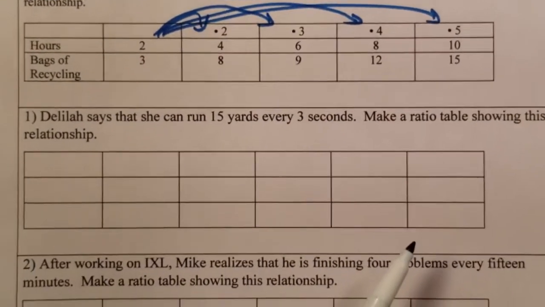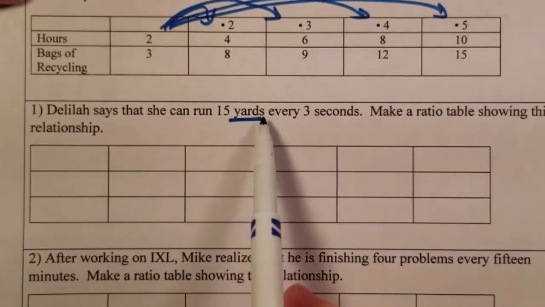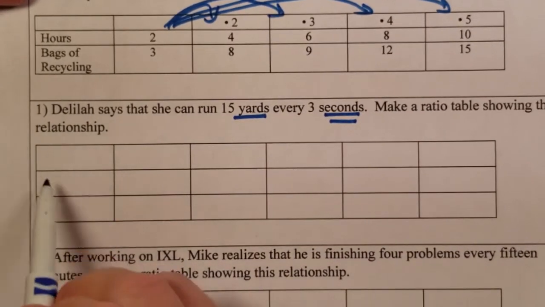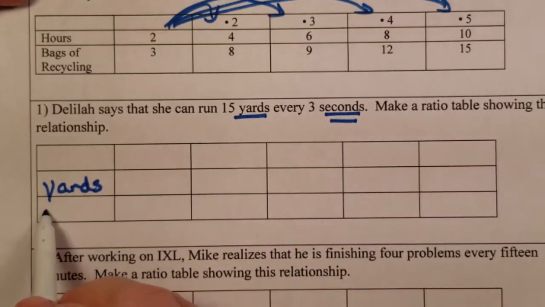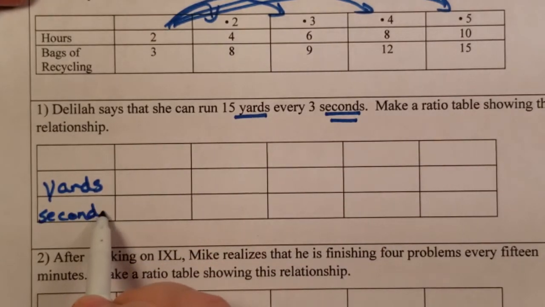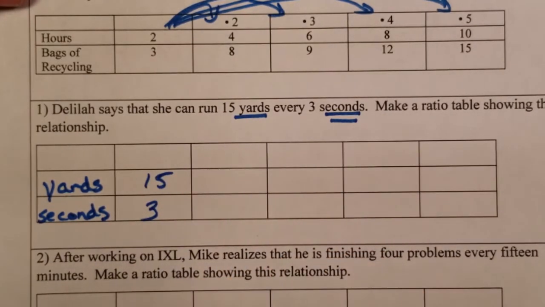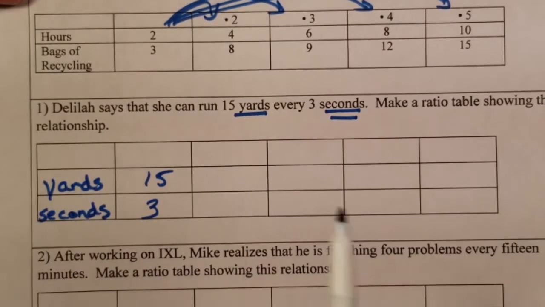So on problem number 1, it says Delilah says that she can run 15 yards every 3 seconds. These are the two things she's comparing. So first thing we write down is yards. Next thing we write down is seconds. So 15 yards to 3 seconds. So now we can go ahead and make a ratio table showing this relationship.